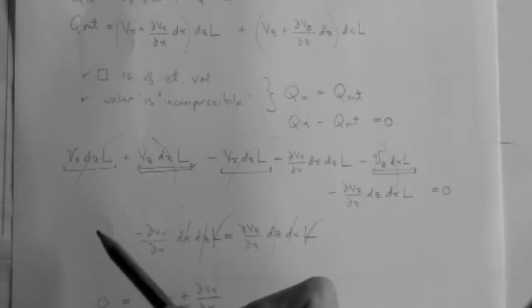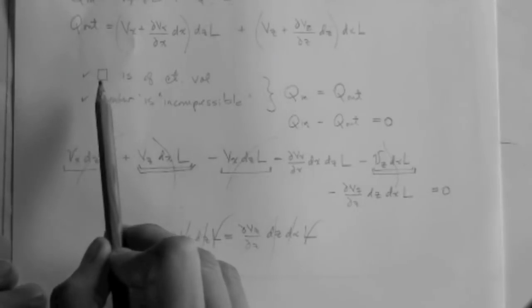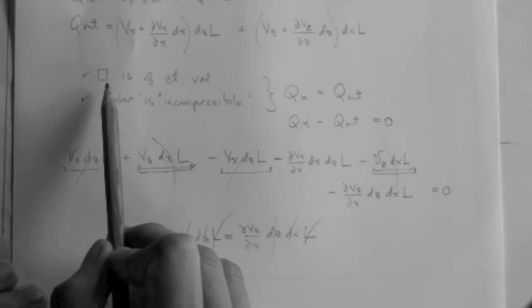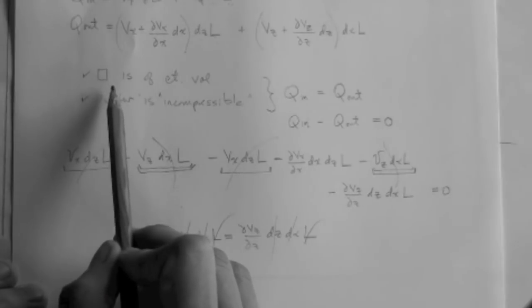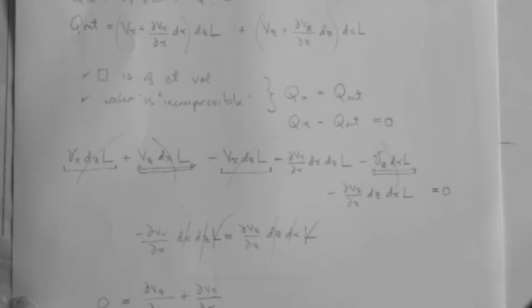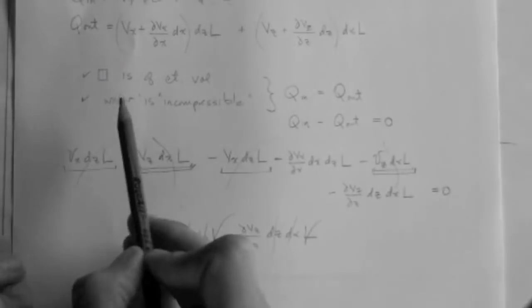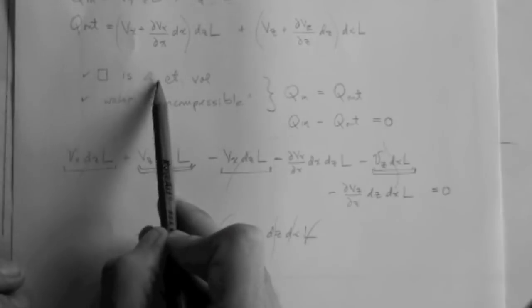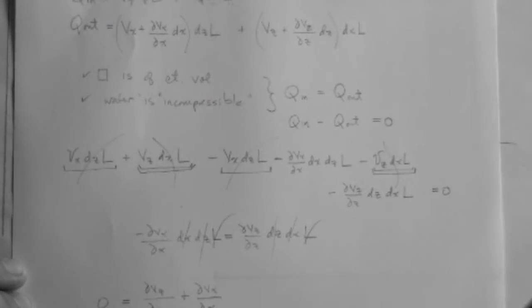Now, we make two assumptions here. The first one is that the point is not changing in size during flow. That means that the soil cannot be deforming during flow, or deforming significantly, let's say. So the element is of constant volume. That's what that says here.